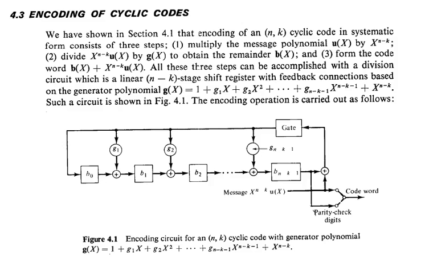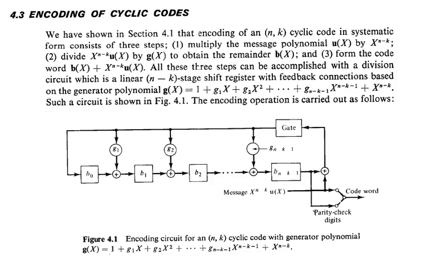Now we can see the encoding circuit for an n by k cyclic code. This figure shows the encoding circuit for an n by k cyclic code with generator polynomial g of x equal to 1 plus g1x plus g2x square plus up to x raised to n minus k. So we can see the steps related to this encoding process.